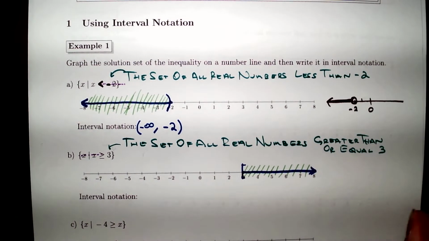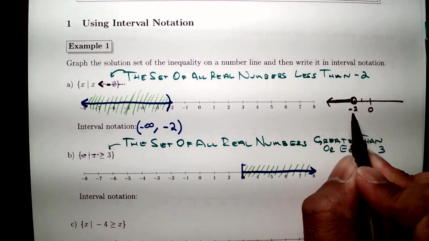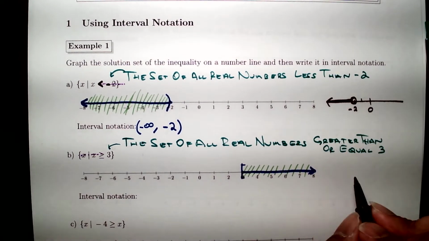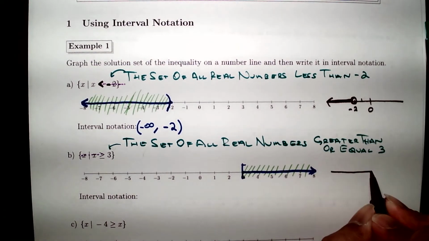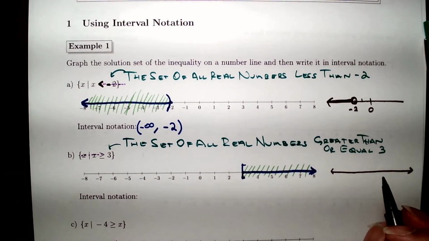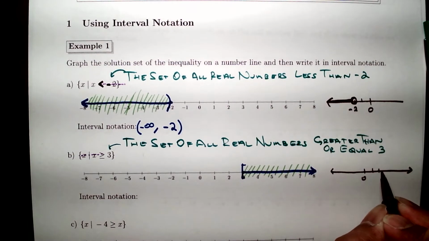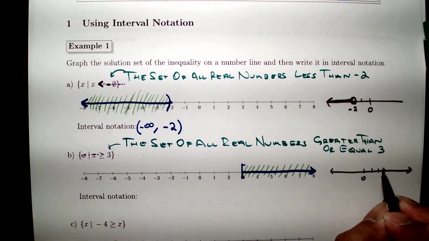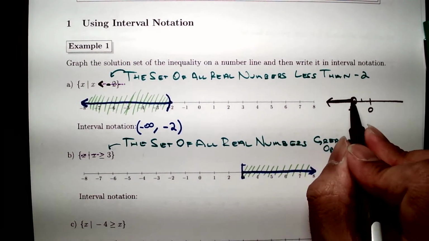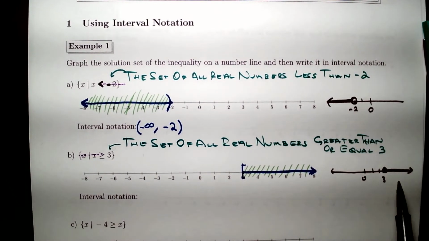The other way to denote this one: over here we use an open bubble to indicate that we do not touch the negative 2. Over here, this is our 0, this is 1, 2, 3. We are going to use a full bubble as opposed to an open bubble, and then shade towards the right of this.